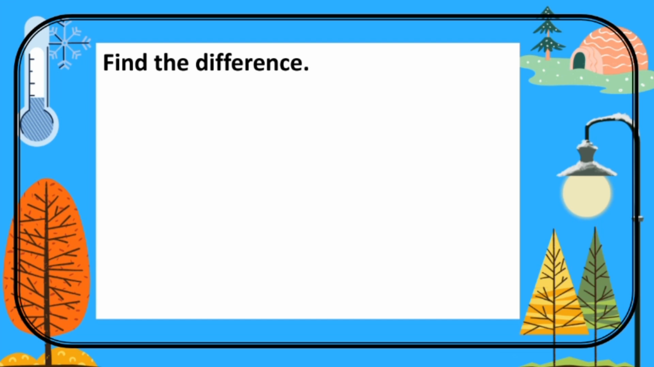Find the difference. Number 1. Positive 8 minus negative 5. Keep. Kopyahin ang positive 8. Change. Change minus to plus sign. Next, change ulit. Change negative 5 to positive 5. Now, compare. Same sign, add. 8 plus 5, parehong positive. The answer is positive 13.